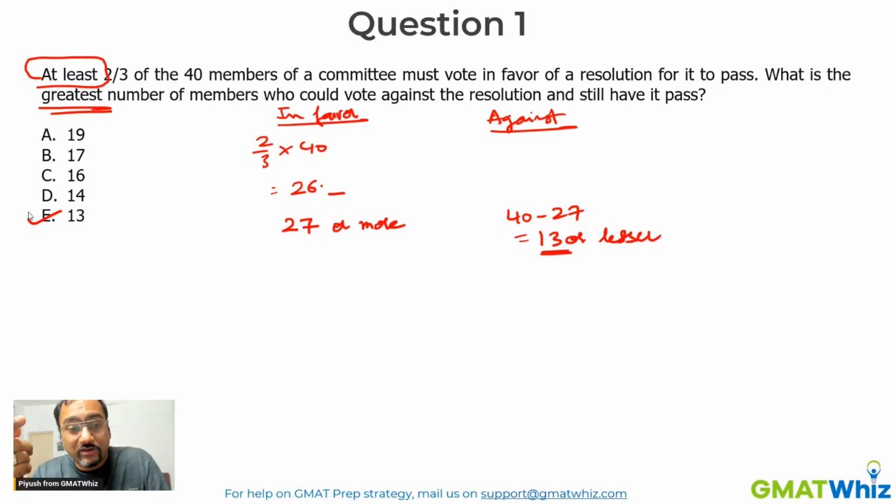If you don't focus on the words at least, and you think two-third is around 26 point something, so 26, then against can be 14, and you are going for the error. That's a trap that the question has set for you in case you have not realized that.